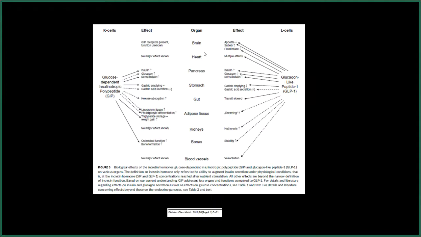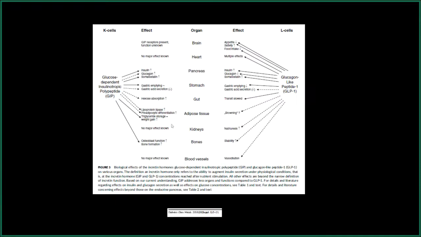With respect to GLP-1, there are some effects that have been demonstrated, and I'll show that later. And with the pancreas, we know that GIP increases glucagon, increases insulin, and somatostatin, whereas GLP-1 increases insulin, decreases glucagon, and increases somatostatin secretion. GIP has no significant impact on gastric emptying, maybe a bit of effect on gastric acid secretion, whereas GLP-1 does decrease gastric emptying and has not much of an effect on gastric secretion. In terms of absorption, GLP-1 does slow transit, whereas GIP actually increases hexose absorption.